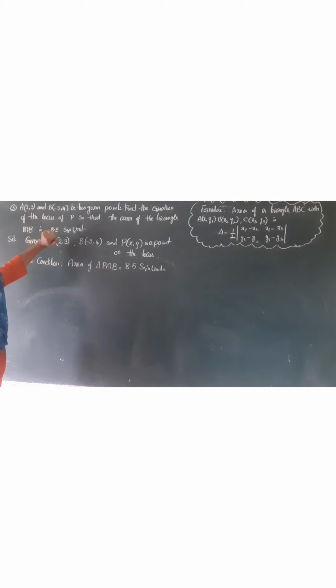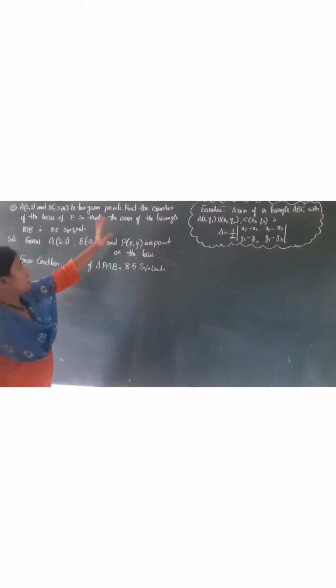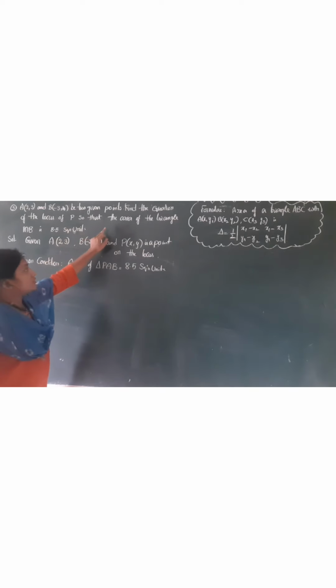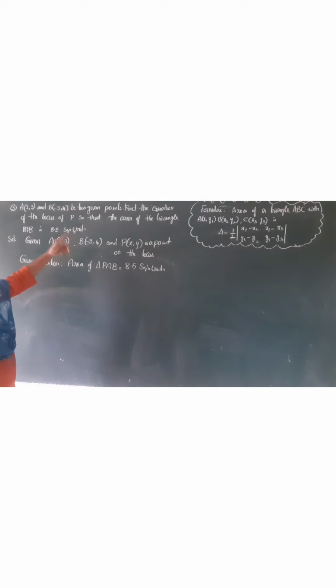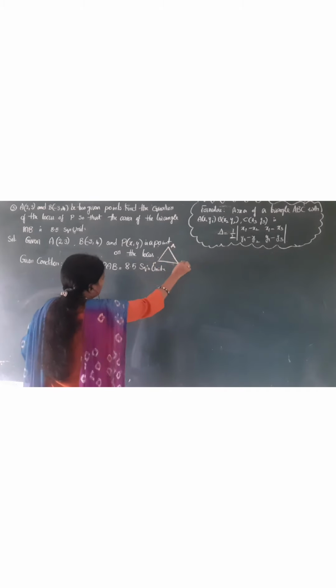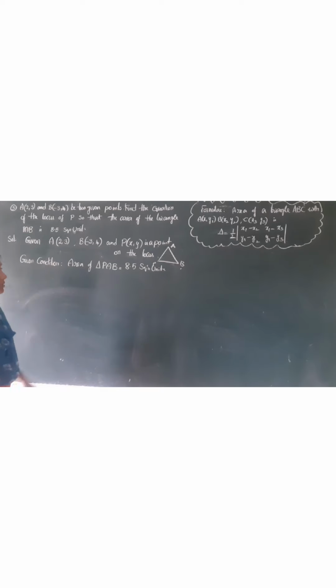A and B are the two given points. Find the equation of the locus of P. So here you can observe 3 points, such that the area of the triangle PAB. So here we have to consider a triangle PAB. The area of the triangle is equal to 8.5 square units.